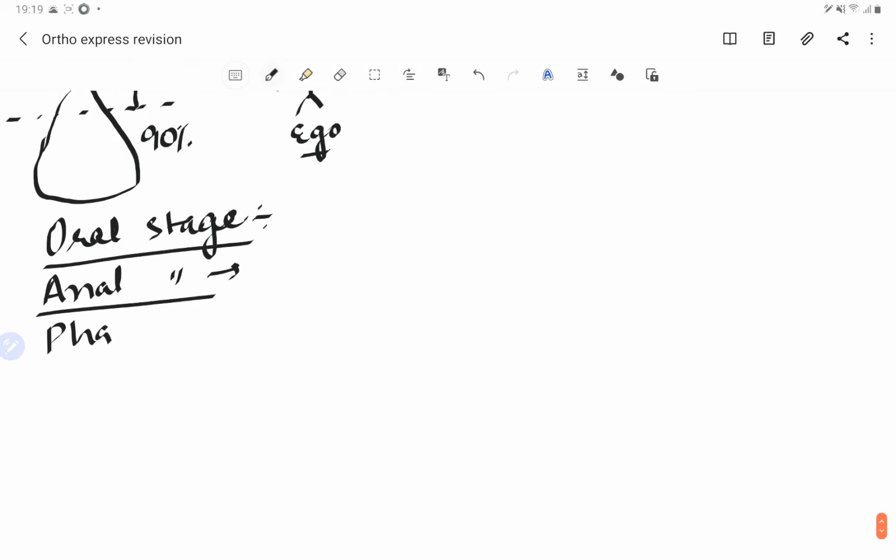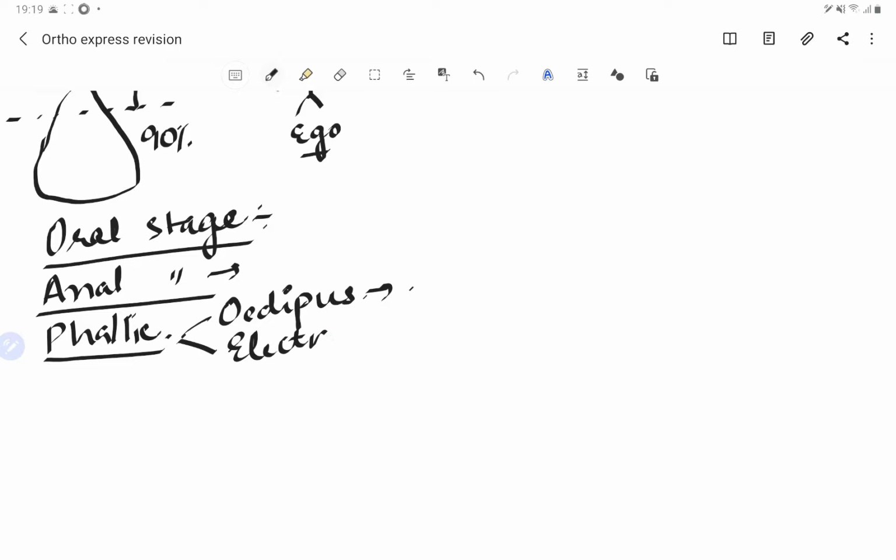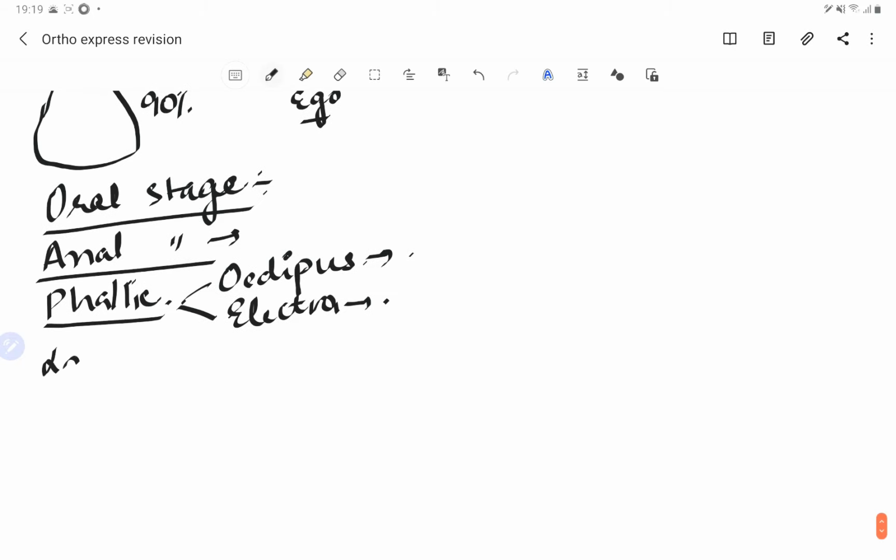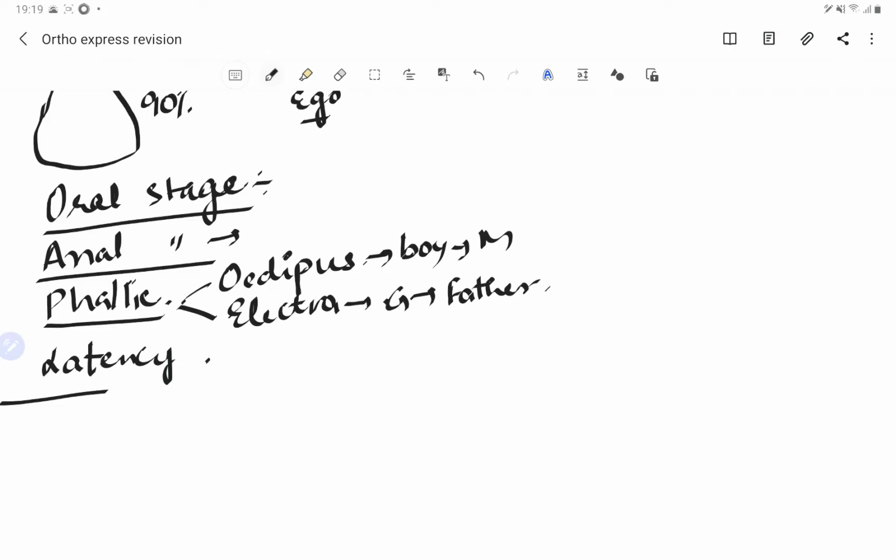Then there is the phallic stage, where we study two complexes. Oedipus, who was the king, is the attraction of a boy towards his mother, and Electra is the attraction of a girl towards her father. Also there is penis envy. These come under the phallic stage, which lasts for 3 to 5 years of age. Then there is the latency stage, which is our mixed dentition stage.